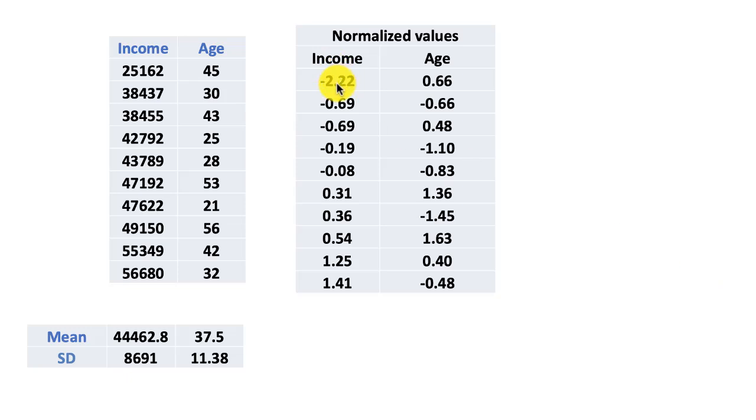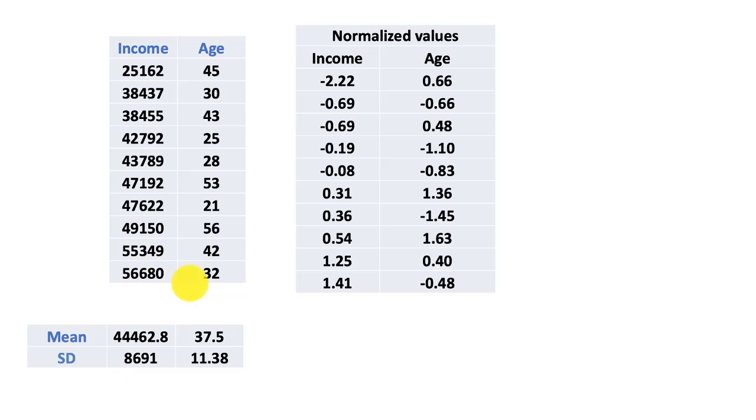The first value is negative and not positive because the mean income is 44,462, and the income for the first value is 25,162. It's below the mean. So obviously, when you do x minus mean divided by standard deviation, x minus mean will become negative. 25,000 minus 44,000 is like minus 19,000, divided by the standard deviation, and that turns out to be minus 2.22. In other words, this value is 2.2 standard deviations below the mean. This value, on the other hand, is 1.4 standard deviations above the mean.